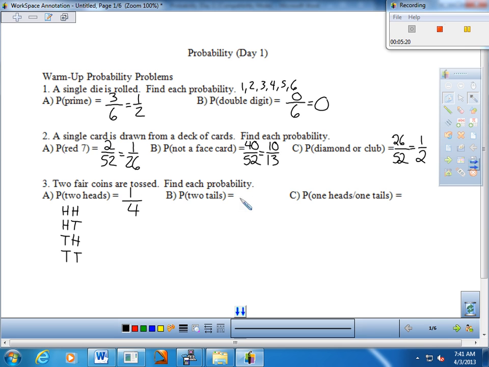Now we can roll with letter B pretty easily here, so let's do that. I've got 4 outcomes total. How many of those outcomes have 2 tails? Well, it looks like the same thing. It looks like just this one right here.